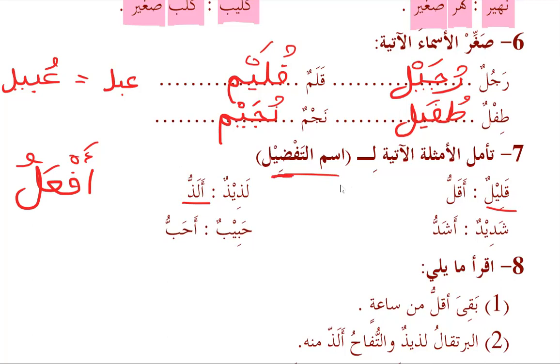طيب أبو حمزة شديد أشد. ما معنى أشد؟ The strictest. It depends on the sentence, doesn't it? Harshest. أشد can mean harshest. It can mean strongest. Yeah, the most severe. Yeah.